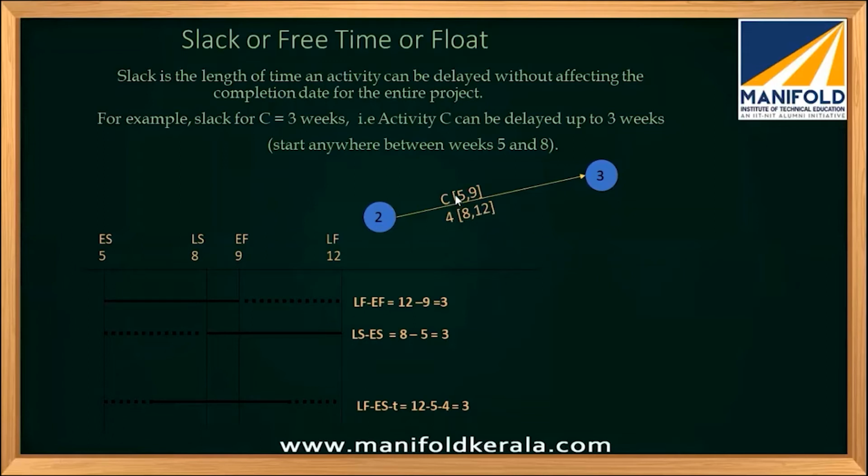So these are the earliest start and finishing times. In the bottom, it's the latest start and finishing times. So this is the latest finishing time, 12, minus the earliest start time, 5, minus the duration, 4, which will give you the answer 3. So we will use this formula to calculate.